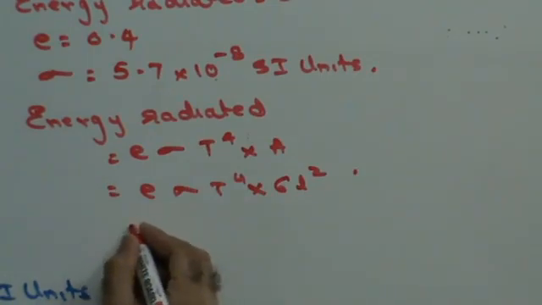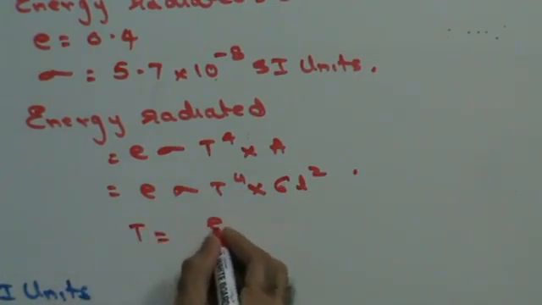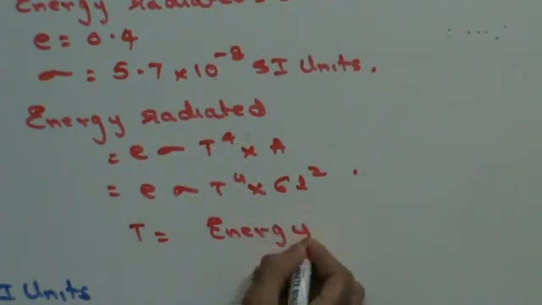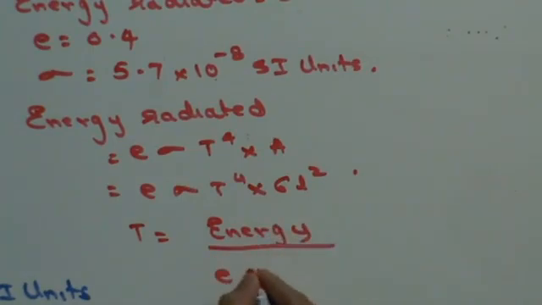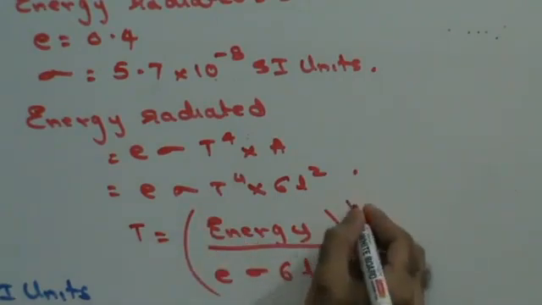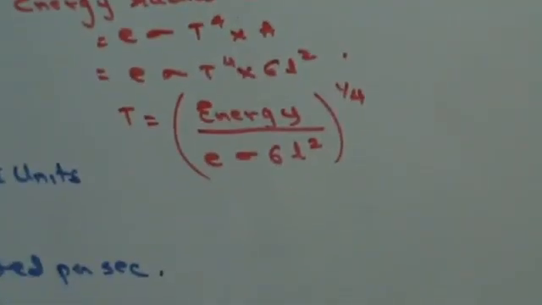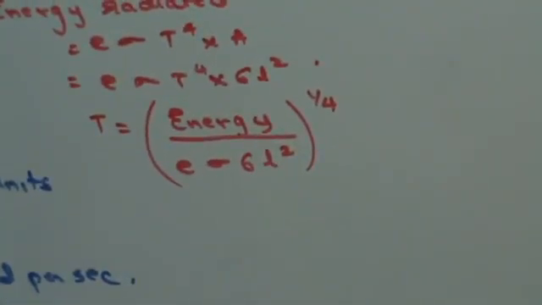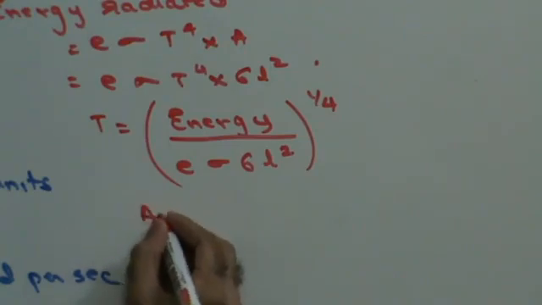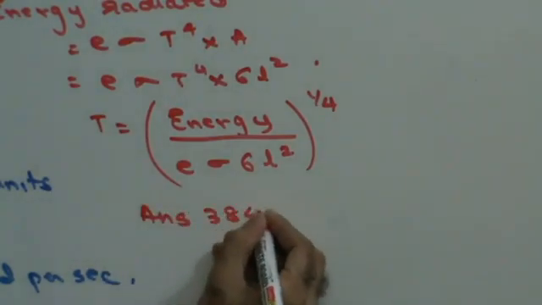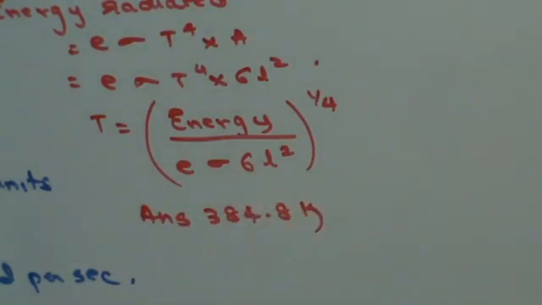I can therefore say that temperature is nothing but energy divided by E sigma 6L square, the whole raised to 1 by 4. Should get your value of temperature. The value of temperature that you should get here is 384.8 Kelvin. Next.